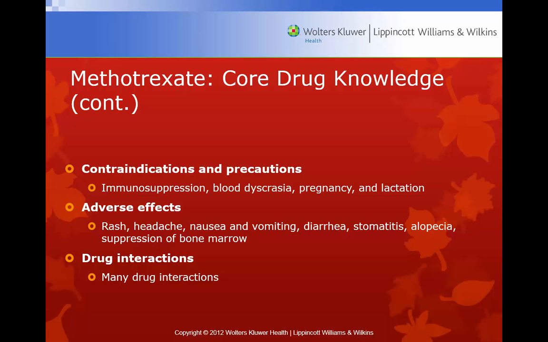Other adverse effects: rash, headache, nausea and vomiting, diarrhea, and then there at the end, stomatitis and alopecia, as well as suppression of the bone marrow. I will direct your attention to page 466, box 25.2. There is a whole box there of black box warnings for methotrexate. I would make sure to look at that and realize some of those serious toxic effects and toxic reactions, because there are so many.